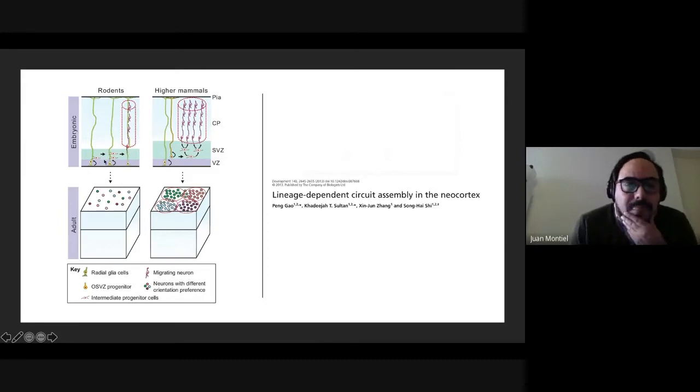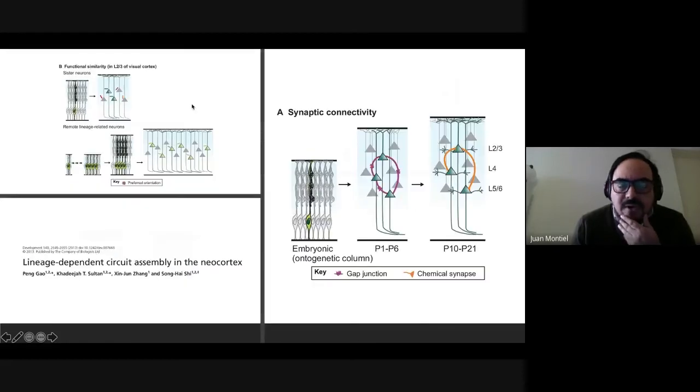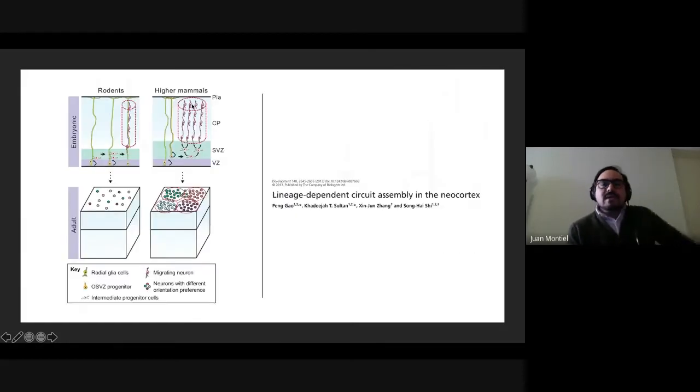Even more, this radial migration is generating some organization that is called column. And when we can see this column in rodents, we see that this column is not so complex like in higher mammals. That is much more complex. So we can see that there is a lineage-dependent circuit assembly in the neocortex across development.